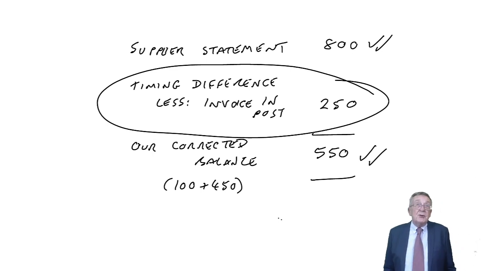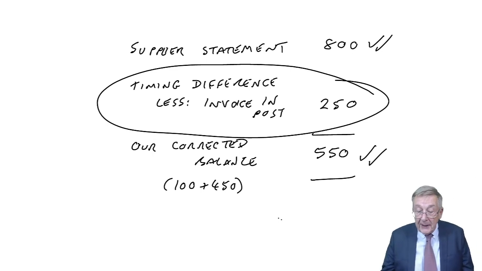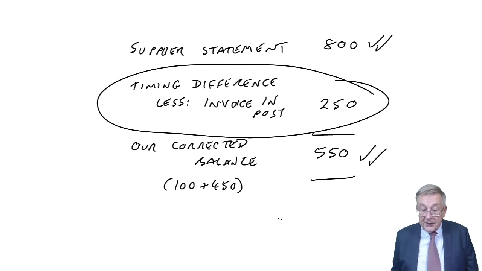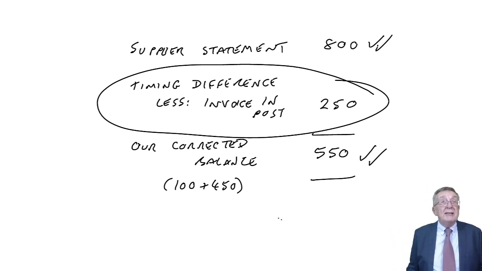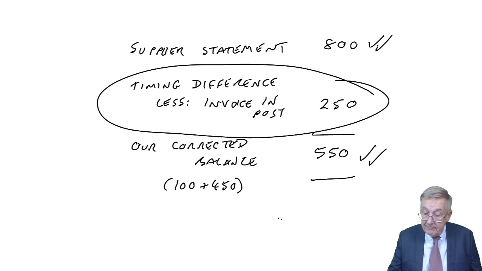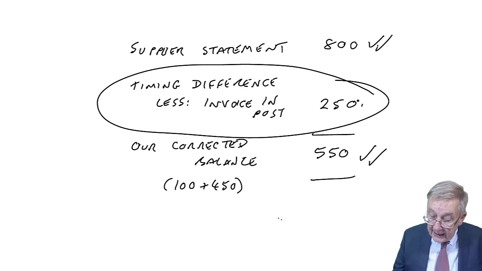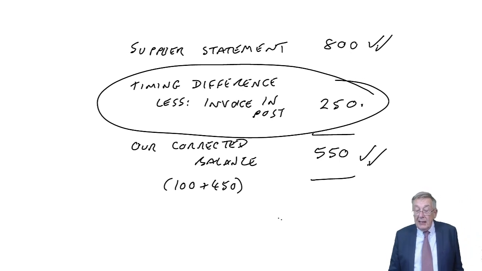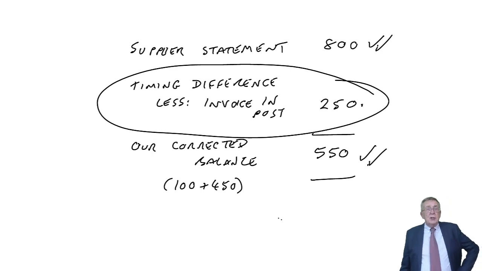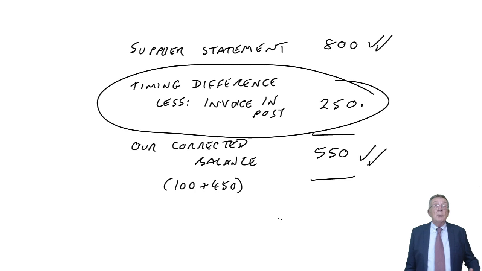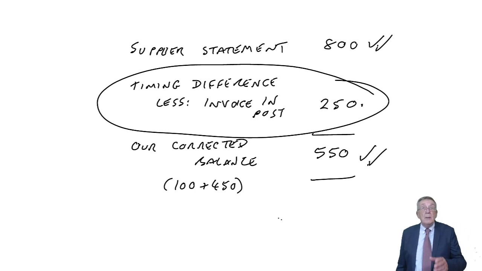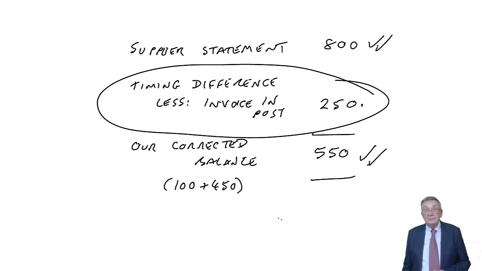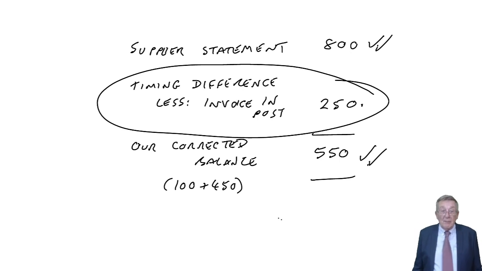Now, in practice, things work differently. What would happen is we'd look at the supplier statement, we'd say, we haven't had that invoice yet, it's in the post, fine. Take it off, 550, and we'd say, our balance only shows 100. Well, so why is it 550? Well, then we'd have to go back and check everything. We'd find our mistake and we correct it. But there we are.